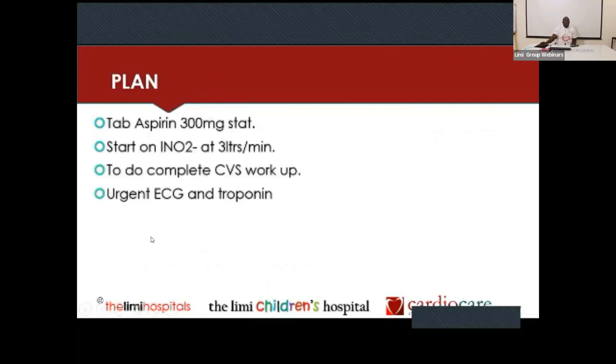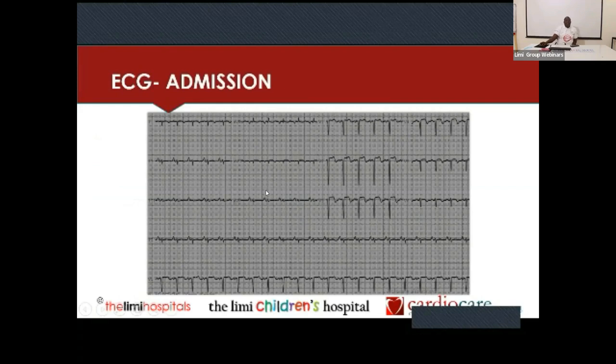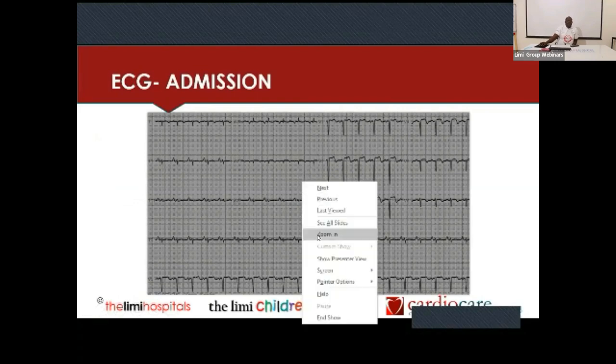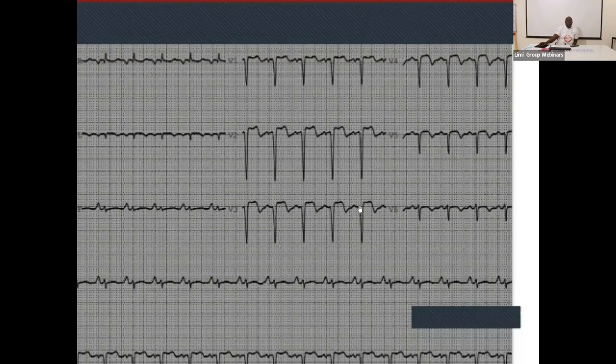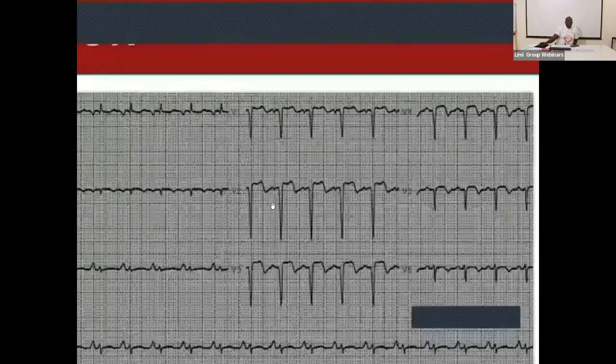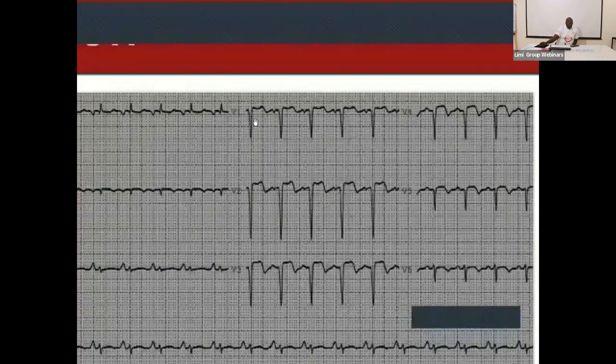Immediately we saw him, he came in emergency. So we first of all gave him a 300 milligram tablet of aspirin to chew, and he was commenced on intranasal oxygen, and an urgent ECG and troponin were ordered. And this was the ECG we got when he came in. The ECG had this ST segment elevation from V1 down to V5. So that was what he got.